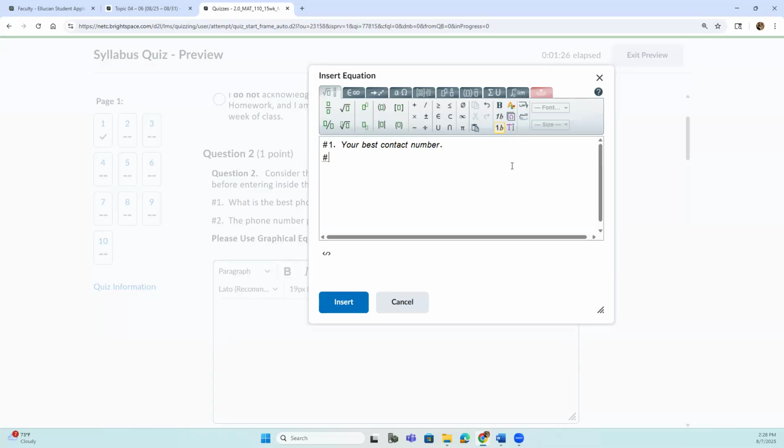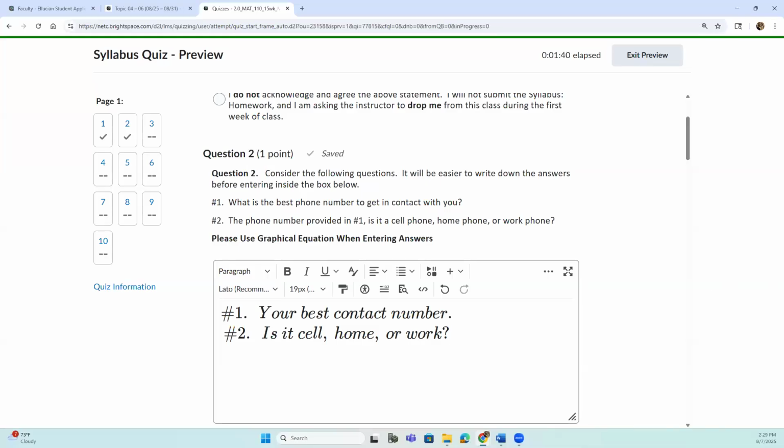Okay. All right. Number two, please tell me the number you provided. Is it a cell phone number, home number, or work number? Tell me which one is which. Click on insert. Voila.